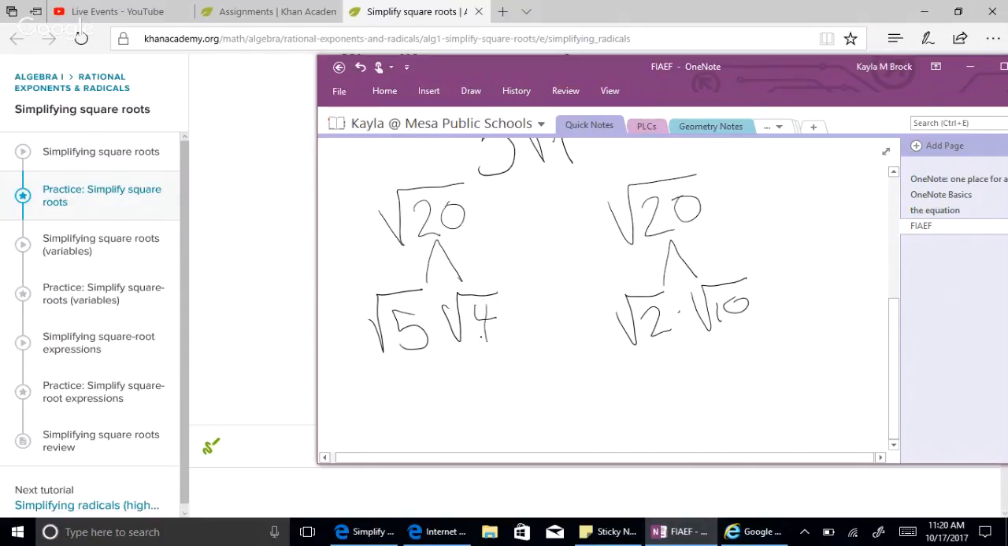and 4. Now, this is the better option, and the reason is because you can take the square root of 4. The square root of 4 is 2. So you would leave it 2 square root of 5, and that would be your simplified answer.